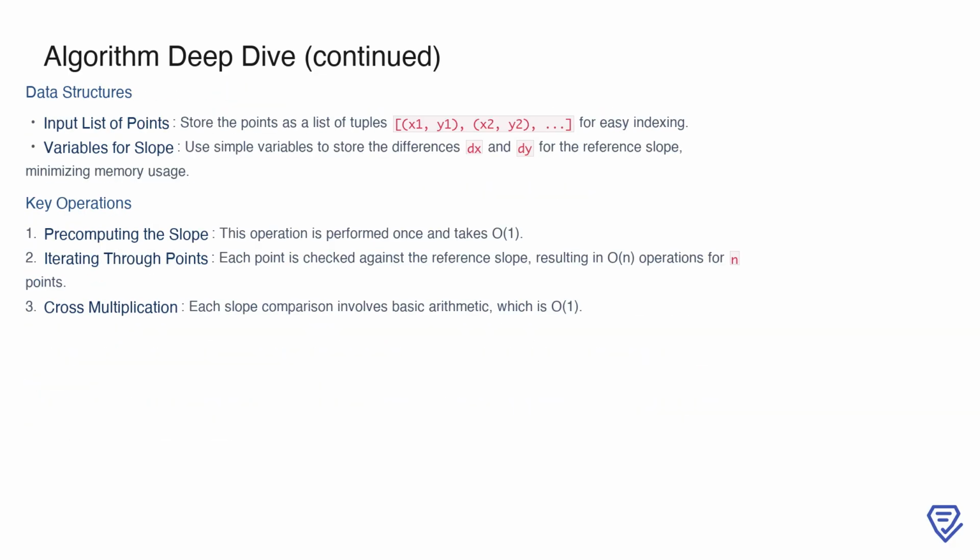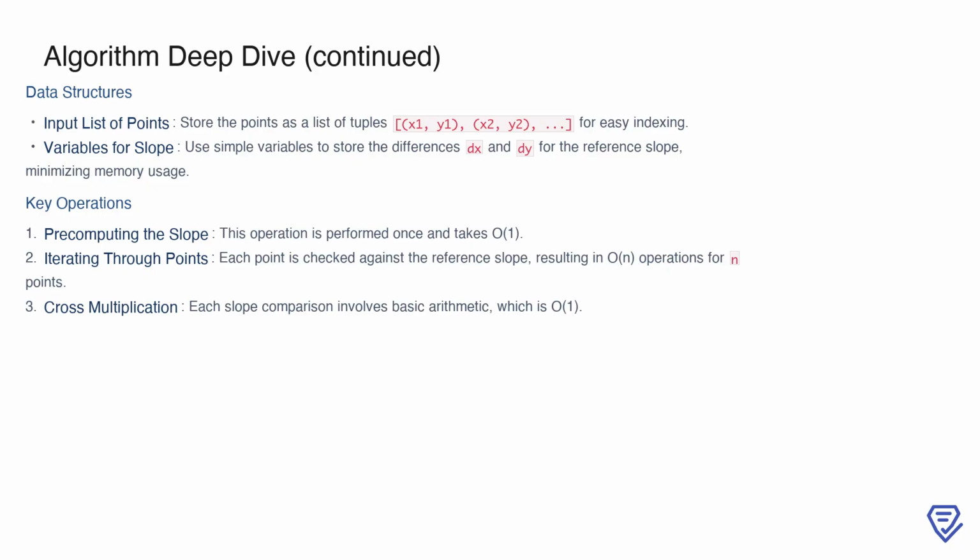To implement this algorithm, we use simple and efficient data structures. The input list of points is stored as a list of tuples, like (x1, y1), (x2, y2), allowing easy indexing during iteration. For the slope calculations, we use basic variables to store the reference differences dx and dy, keeping memory usage minimal. Let's break down the key operations involved. Pre-computing the slope with the first 2 points is a one-time operation and takes constant time, O(1).